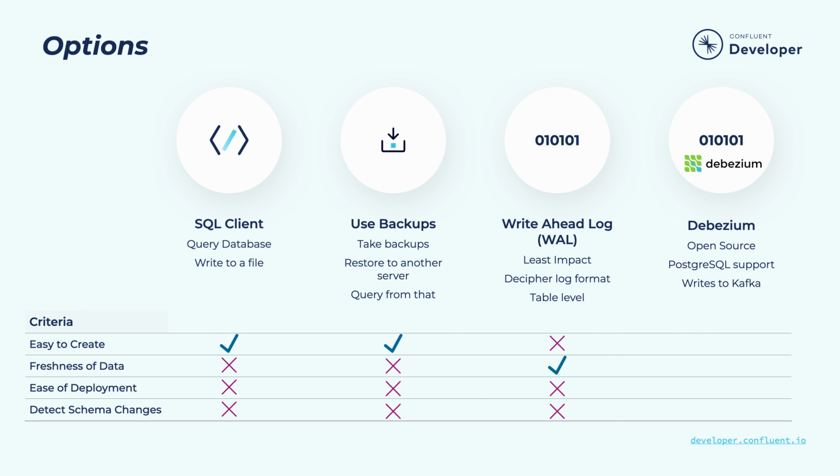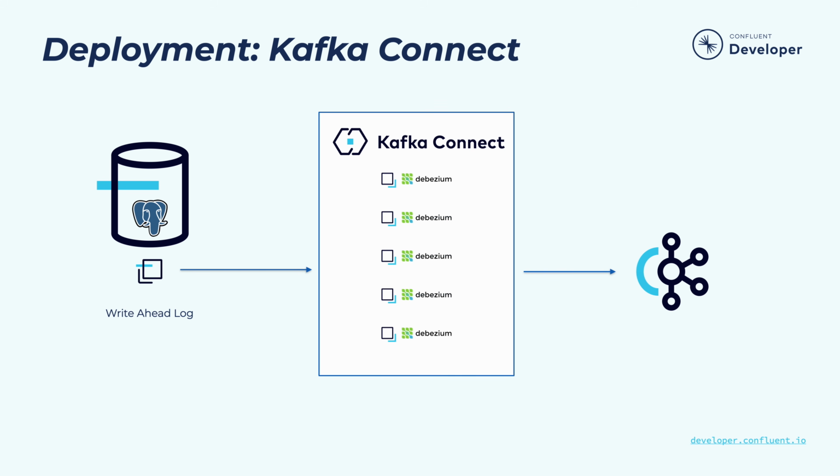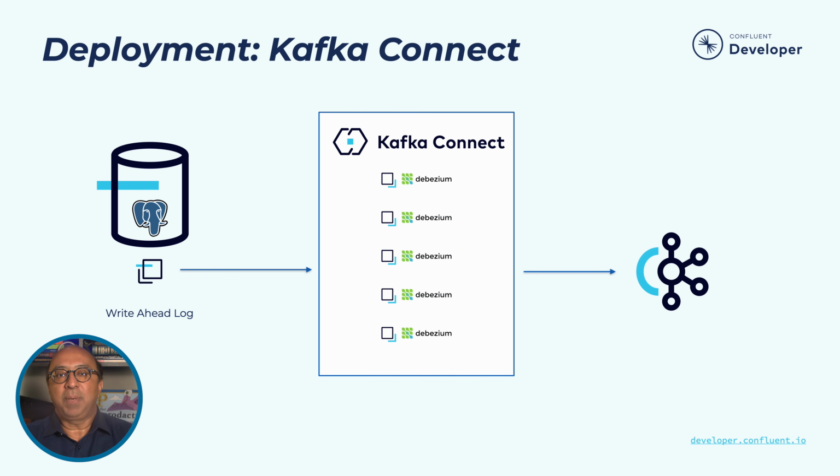Wouldn't it be nice if somebody wrote one for us and had a preferred way of deploying things and detected schema changes? That would be awesome. And that is what Debezium does for us. It checks all of the boxes and gives us an out-of-the-box solution for getting data out of our PostgreSQL database and into Kafka. What exactly does it do? Well, it runs on a platform called Kafka Connect. To learn more about Kafka Connect, you can take the Kafka Connect 101 course over on Confluent Developer.